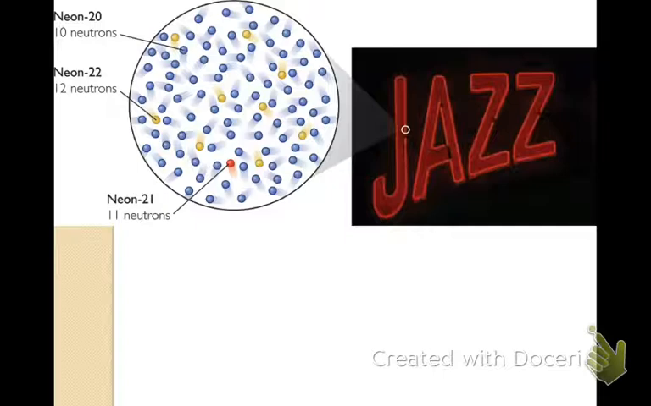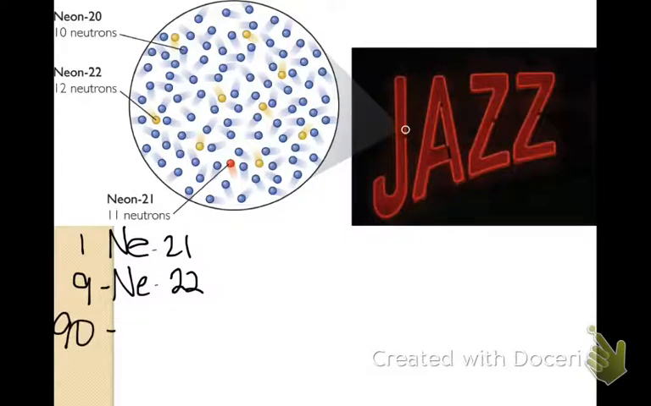So let's say we have one neon 21. We have, I think, 9 neon 22, and I'm just going to estimate. I'm going to say it's all out of a sample of 100. I didn't count, but let's just say we have 90 neon 20s. We need to figure out what the average mass is of all of these. We can't just add up all of these and divide by 3, because that doesn't give us the full mass.